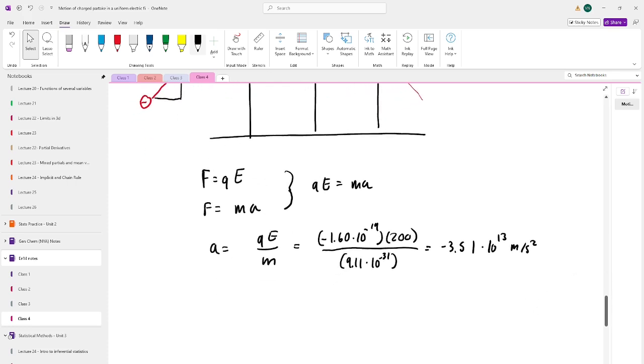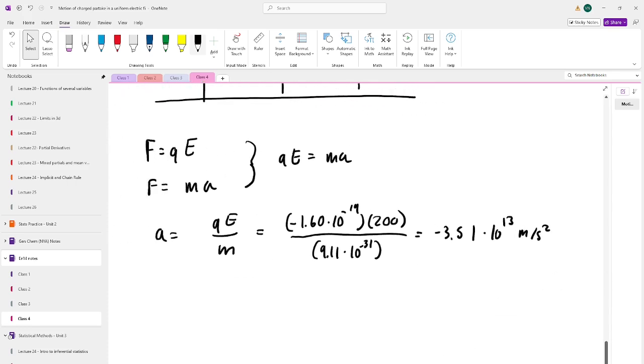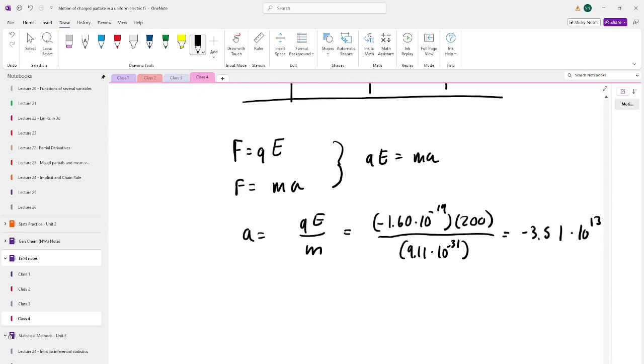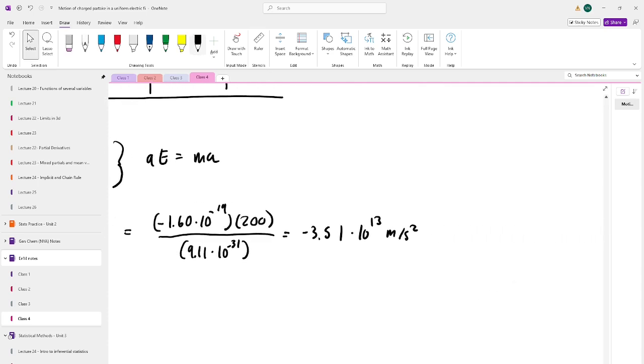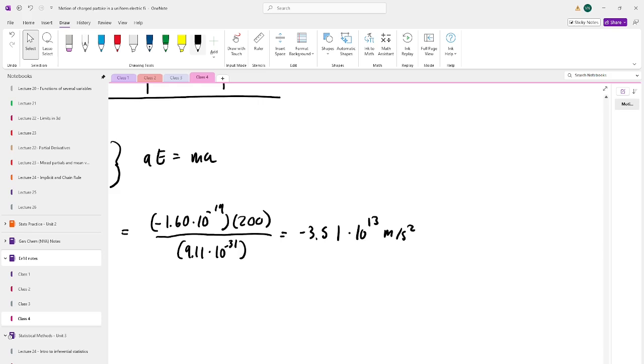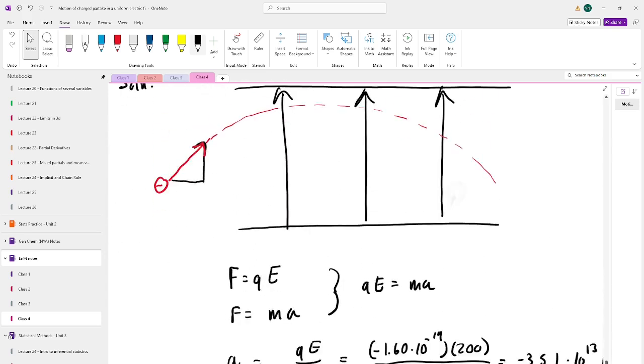Also, this is in the y direction, right? So you could write a_y, because the acceleration is moving straight downwards. Okay, so that's A.